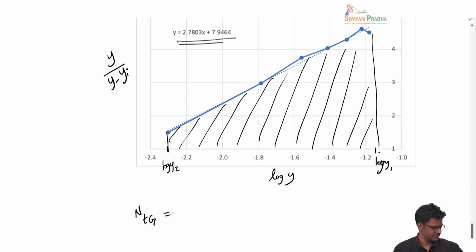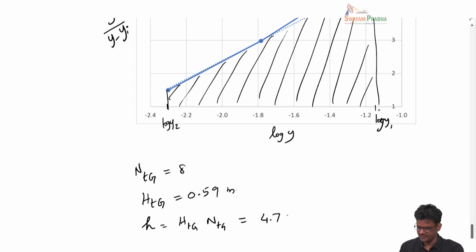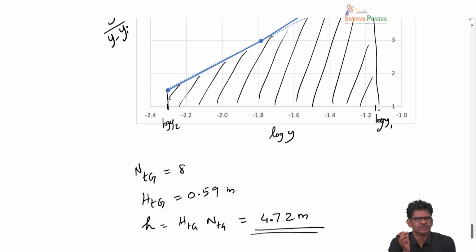NTG as something close to 8. And then we have already found that HTG is 0.59 meters. And if I calculate H using HTG and NTG, I get something like 4.72 meters. So whether you calculate the packing height based on the NTOG or NTG, the height is pretty much the same.